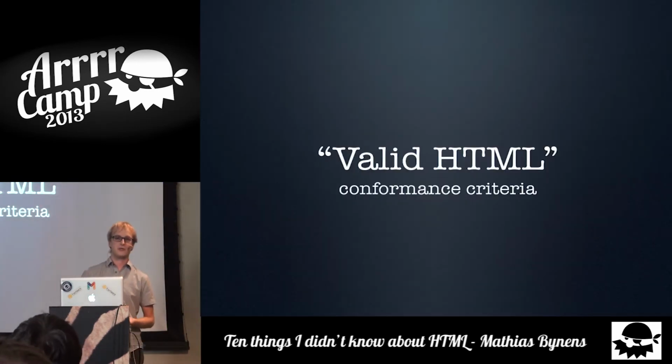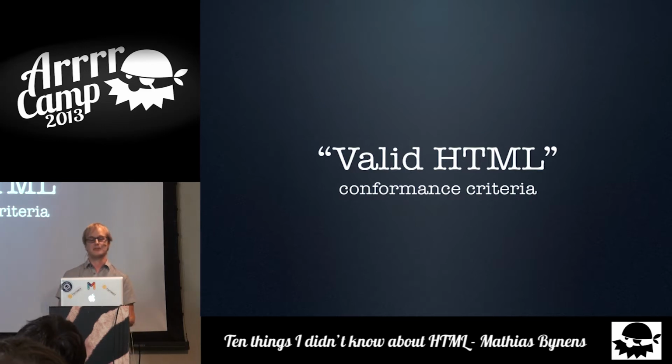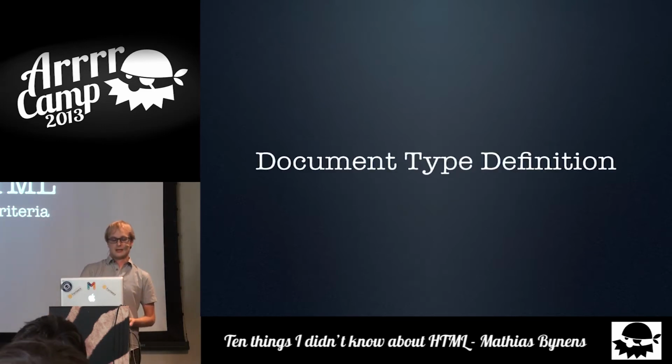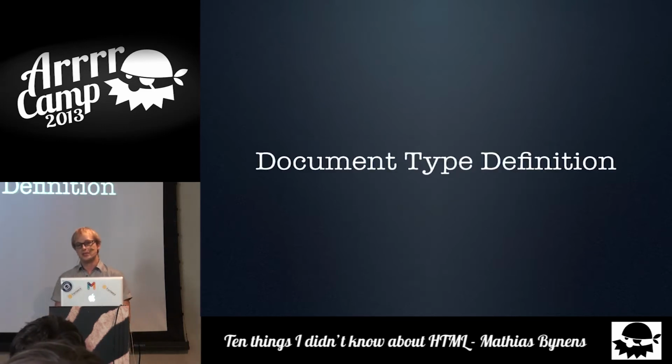Because when I first started out with HTML and I first found out about HTML validation, I got really excited about it, and I became crazy obsessive about validation. Now, it turned out that there are 3 layers of conformance criteria. And the first one is the DTD, or the document type definition. And it's probably the most obvious one that validators can implement.